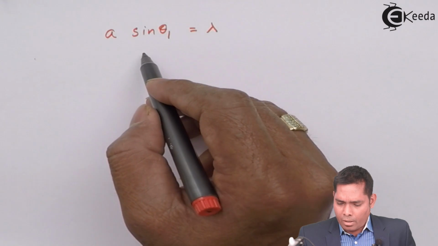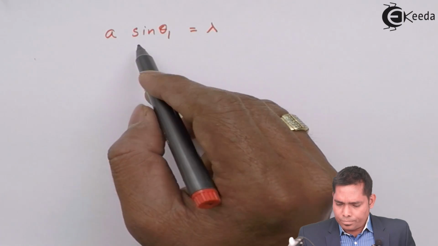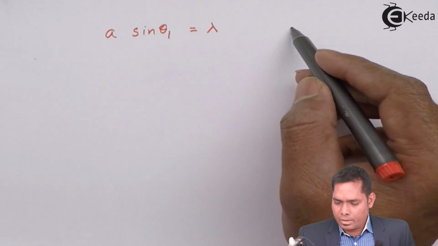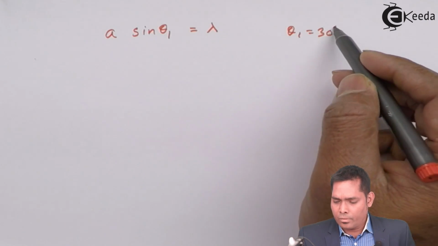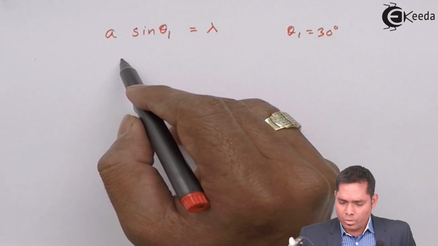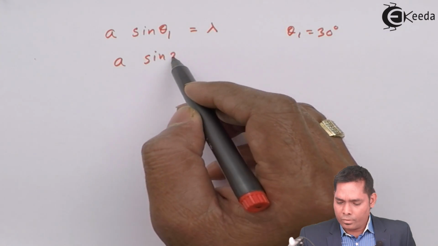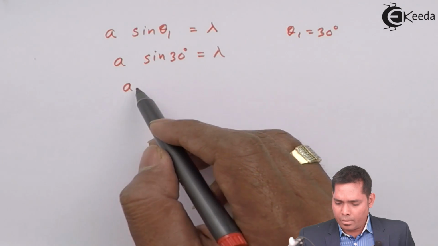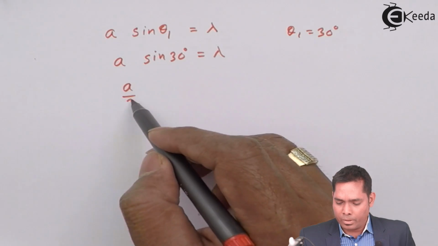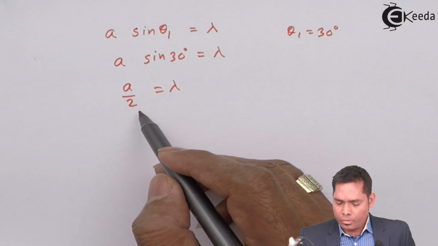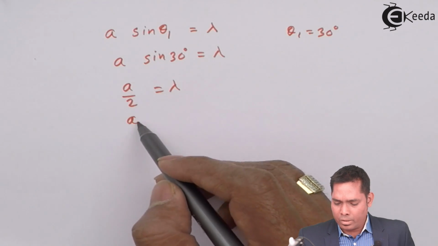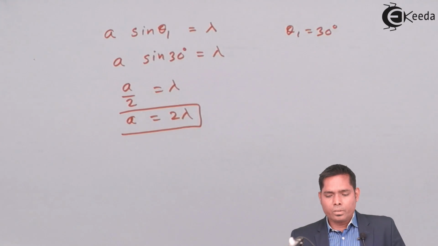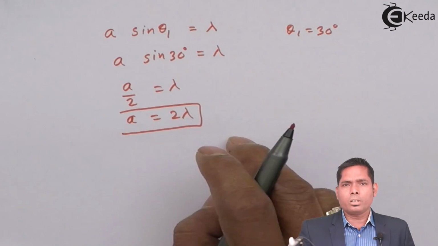Theta 1 is given as 30 degree for the first minimum. So A sine of 30 degree equals lambda. Sine 30 is half, so A by 2 is lambda, or A is 2 lambda. This is one expression I am getting. Now we'll use it for secondary maxima.